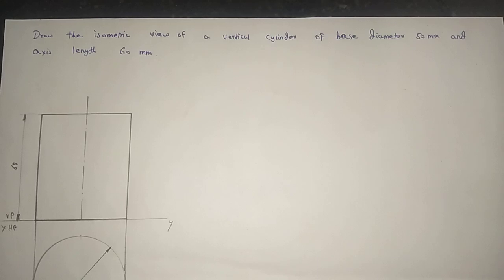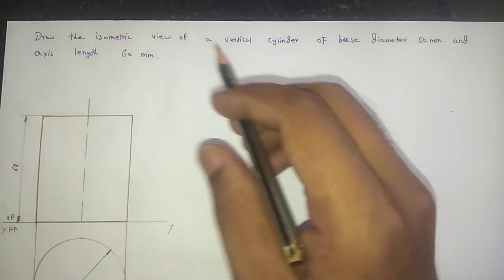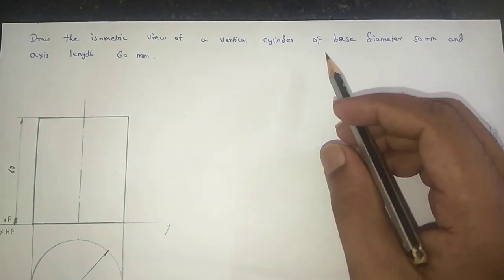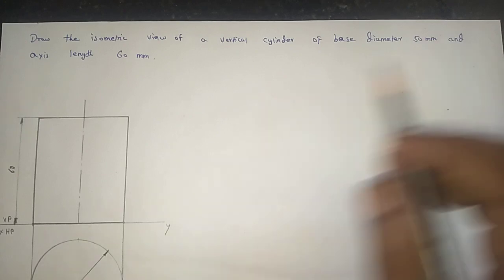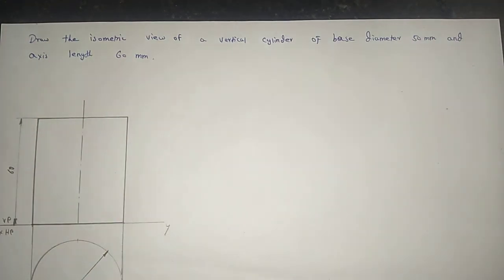In this video, I am going to explain one problem from isometric view. The question is, draw the isometric view of a vertical cylinder of base diameter 50 mm and axis length 60 mm.